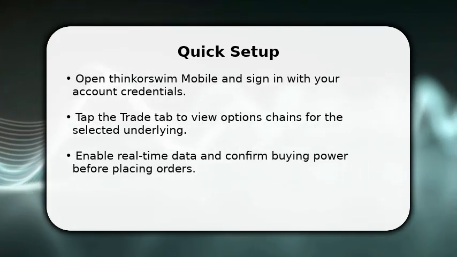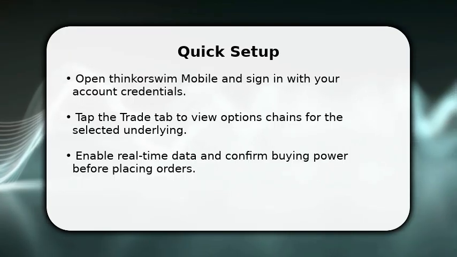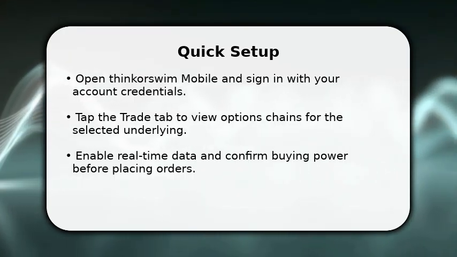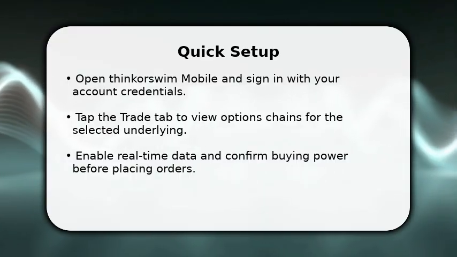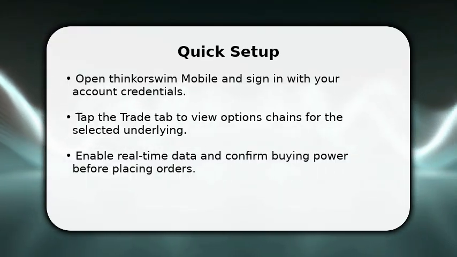Review the options chain and choose the expiration and strike that match your plan. Confirm your buying power and set up order type, quantity, and price. Finally, swipe to submit and monitor position in the Monitor tab.